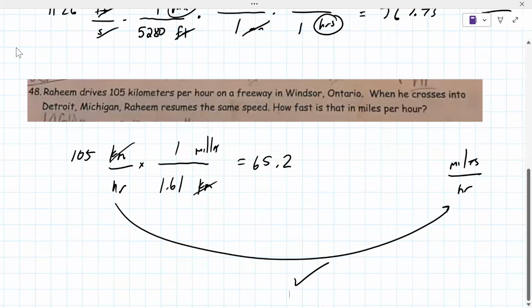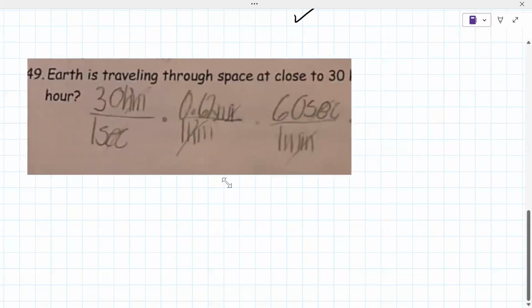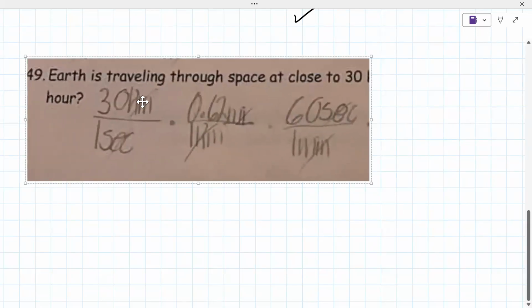Okay, kilometers per second. And then minutes to seconds. So yeah, you're close here. Let me grab your work here for number 49. So this is good. 30 kilometers per second. And then you go from kilometers to miles. So that's good. Now you're dealing with the seconds.